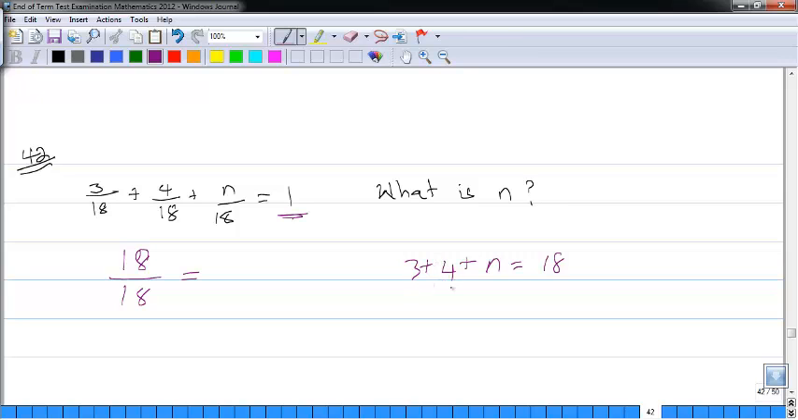Let's look at this. 3 and 4 would make 7, plus n being equal to 18. Let's do a little algebra. We're going to take our 7 and subtract it from the 18 and leave n on this side. So this would be 18 minus 7. So n is going to be equal to what? 7 from 18 would be 11. So our answer here is going to be 11. n is equal to 11. Now, what response is that? That would be C. Should be C.